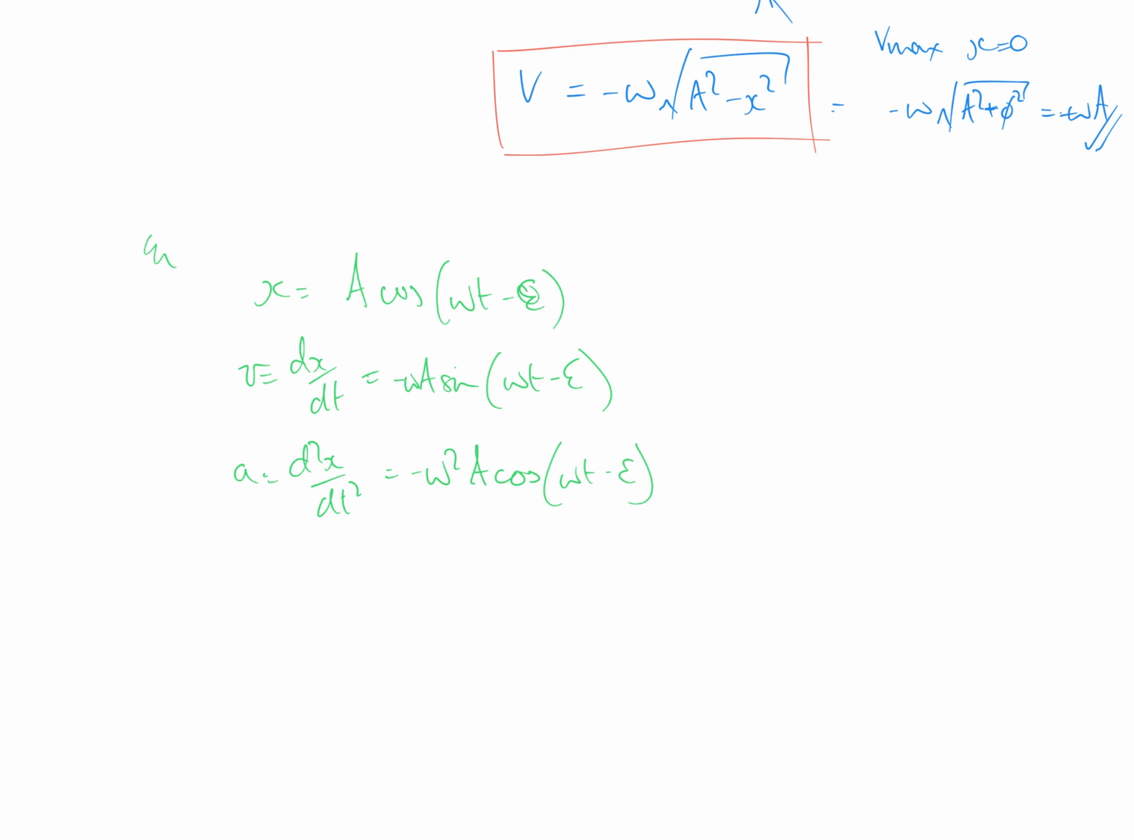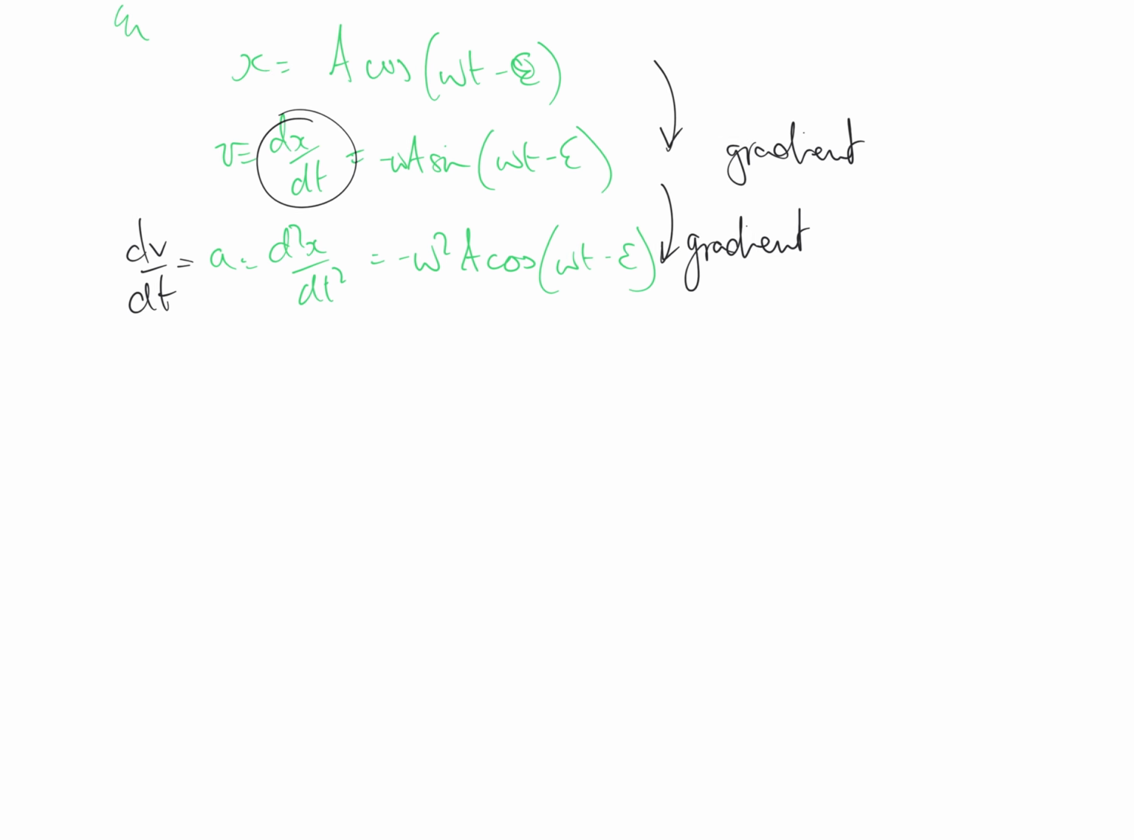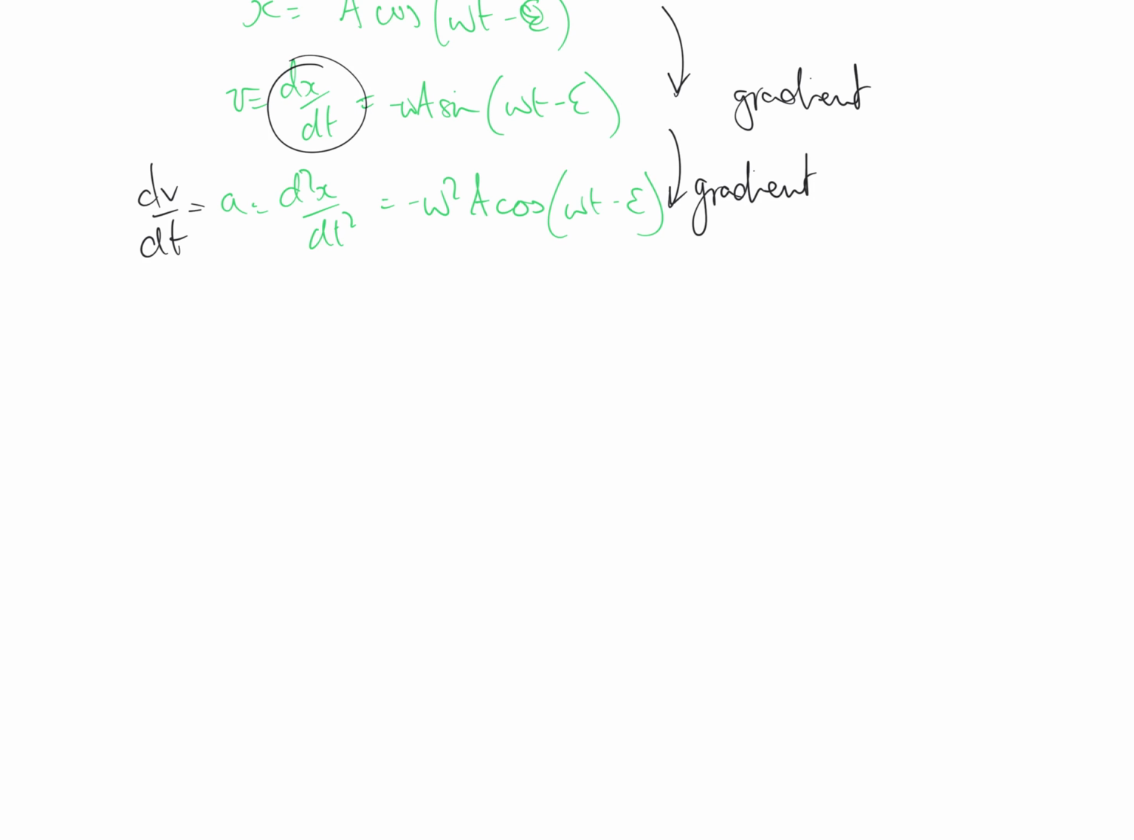So what does dx by dt actually mean? Well, that's the gradient. And I know that my second derivative of displacement is my acceleration, but also my acceleration is the first derivative of velocity. So this one is the gradient of the previous one. Now you might think to yourself, what on earth is he on about? But let's just take a look at the graphs.